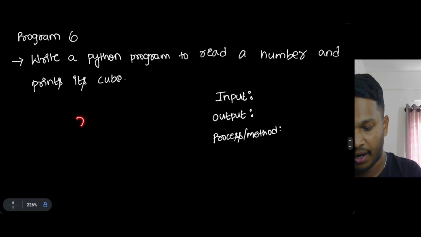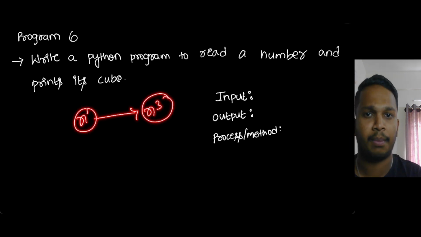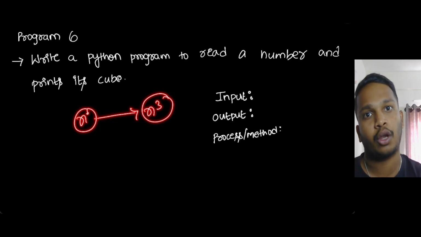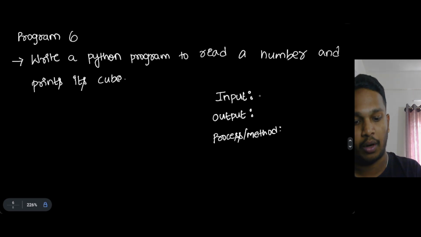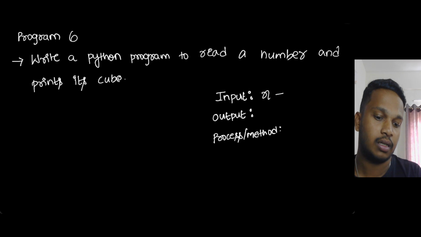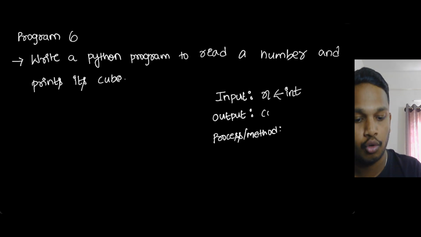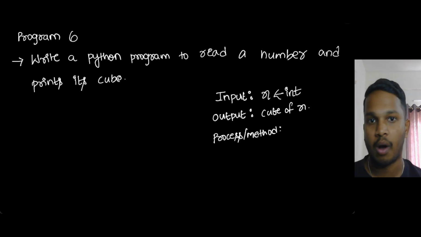So like this. If I give x, I should give x cube. This is the question they give. They are telling that they will give some input, and we need to print the cube of it. Correct. So first I need to write what the input is. Let us take x. x is an integer. Next, what is the output? I should print the cube of x. That is the output.